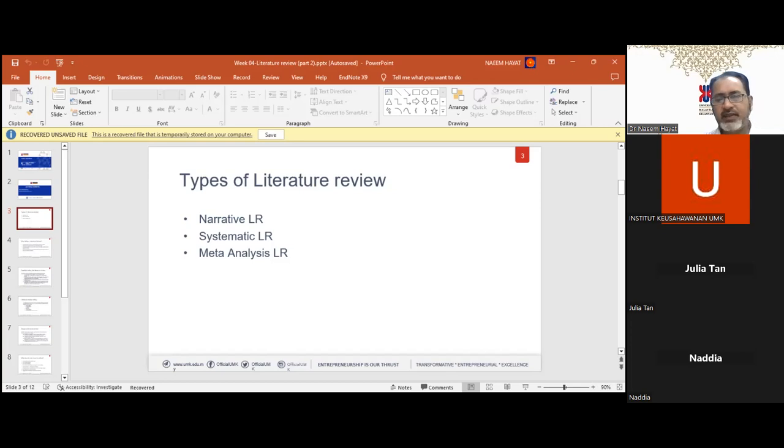In a narrative literature review, it is up to us. There is no hard and fast rule to select, shortlist, read and document the literature. It is purposefully decided by the researcher.